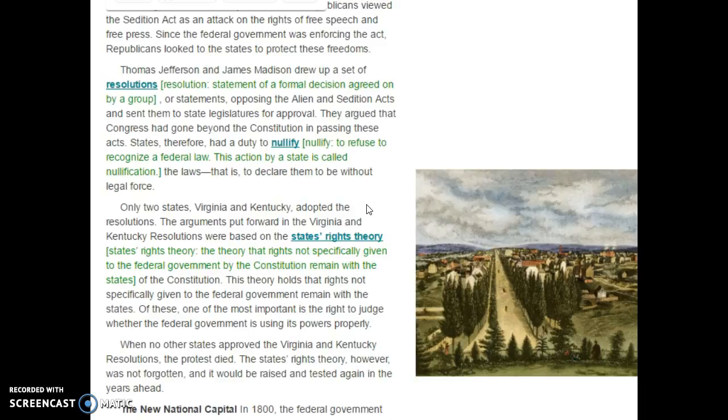The arguments put forward in the Virginia and Kentucky resolutions were based on the states' rights theory of the Constitution. This theory holds that rights not specifically given to the federal government remain with the states. Of these, one of the most important is the right to judge whether the federal government is using its powers properly. When no other states approved the Virginia and Kentucky resolutions, the protest died. The states' rights theory, however, was not forgotten, and it would be raised and tested again in the years ahead.